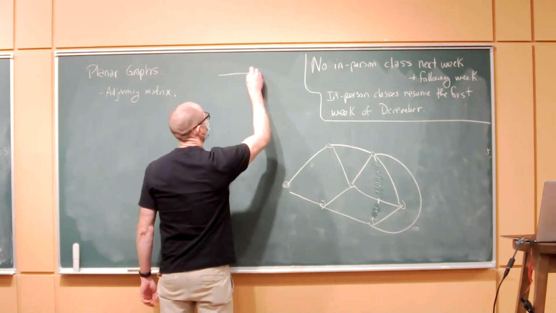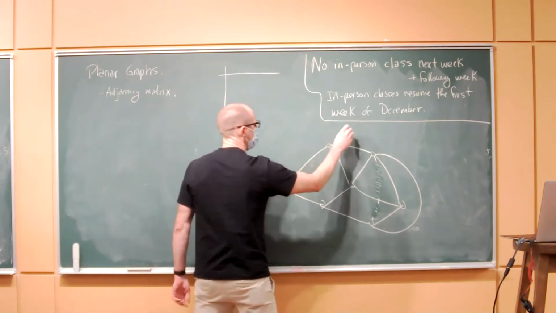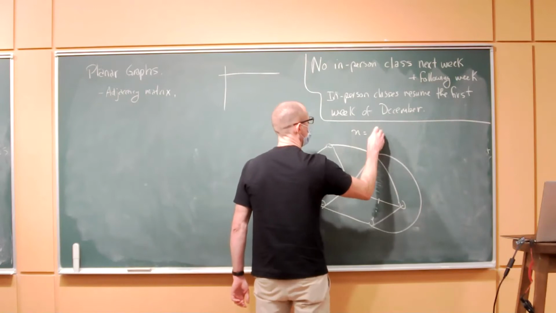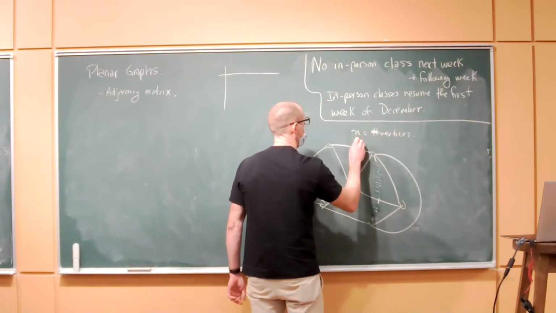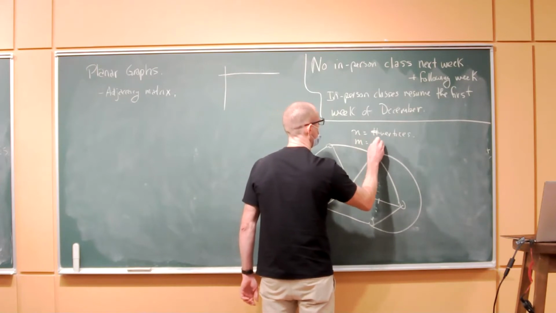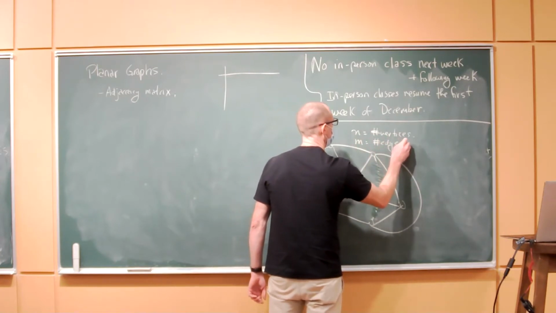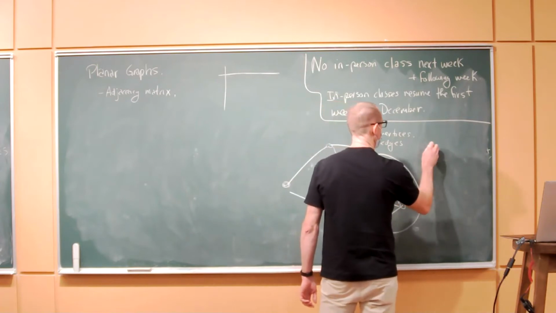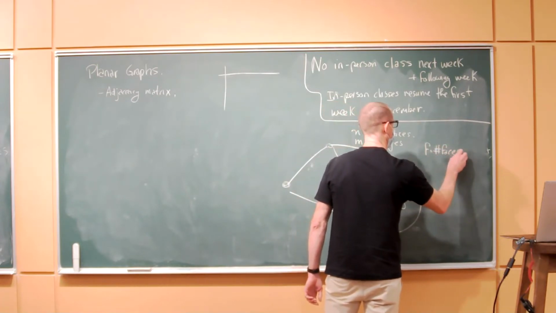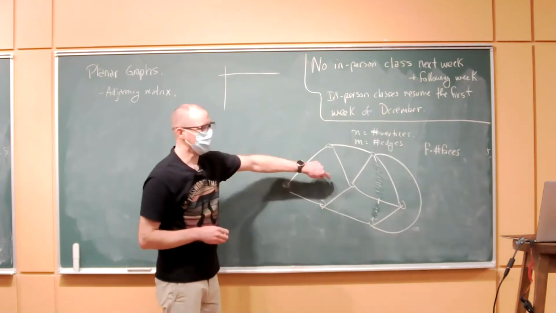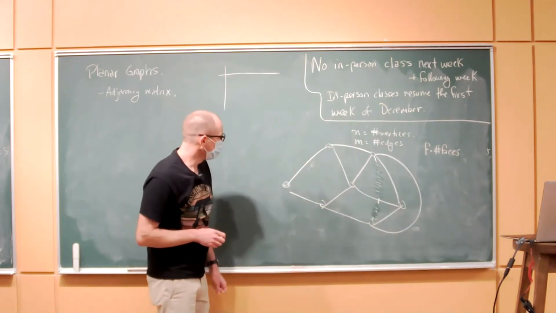And n will always be the number of vertices in our graph. M will always be the number of edges. And F will be the number of faces in some drawing of our graph. Okay. And what are the faces?